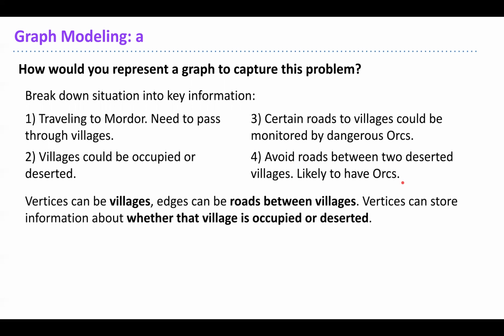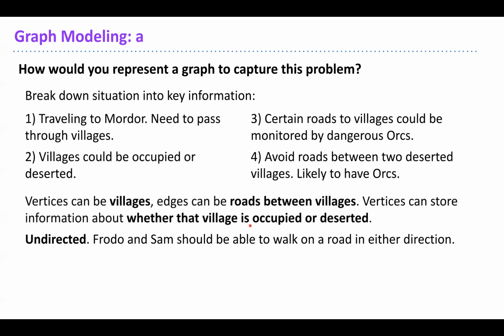So our design could be something like we could set the vertices to be villages, and edges could be the roads between villages. Vertices can store information whether a village is occupied or deserted. And we will need this occupied or deserted information to avoid these roads between two deserted villages.